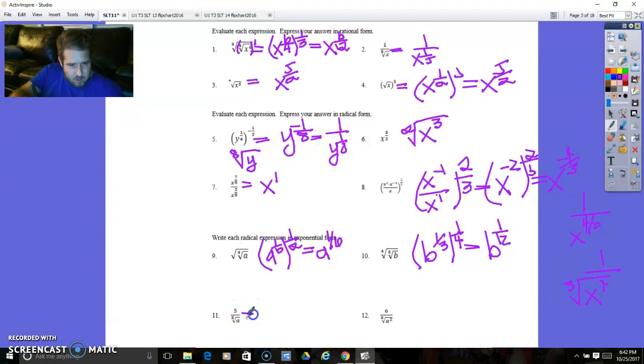All right, this one. So we've got our 5 on top. So a to the 1/5 on bottom. And these are not the same bases, so there's nothing you can do at that point. So it's 6 over a to the 2/3, and we're done.